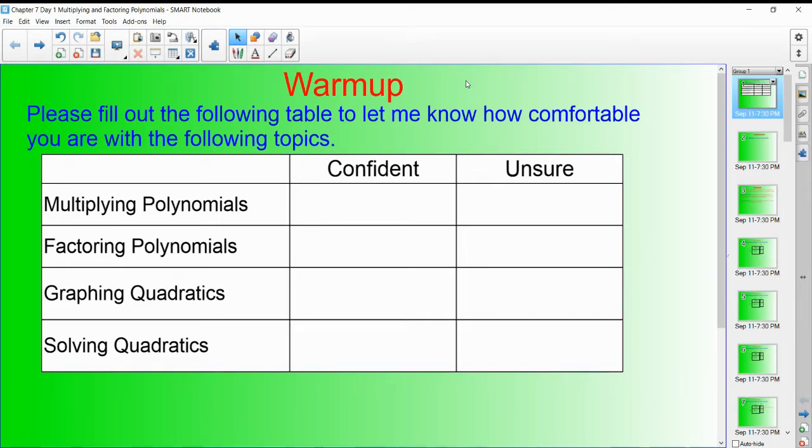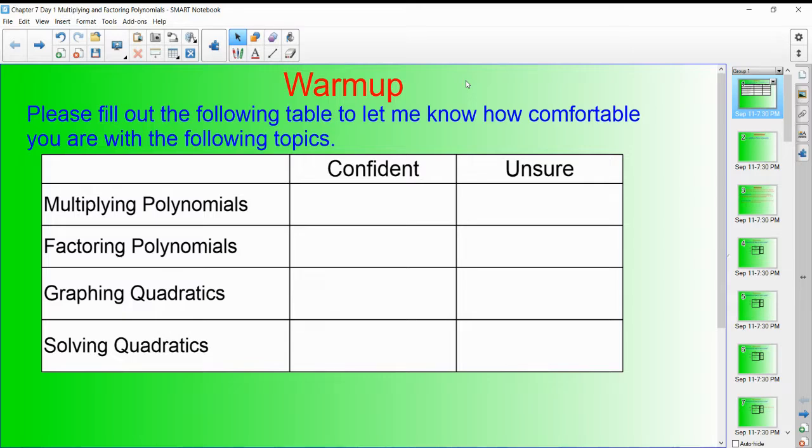Everyone, and welcome to the quadratics unit. We're going to be dealing with a lot of polynomials this chapter. A lot of them have x squared, and that's the definition of a quadratic. In this first lesson, we're going to talk about multiplying polynomials and factoring polynomials.